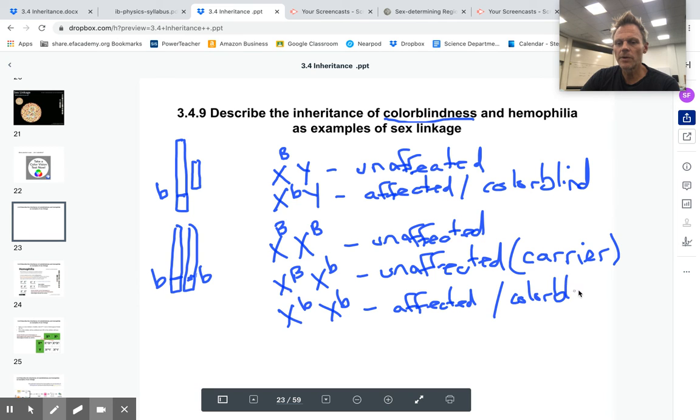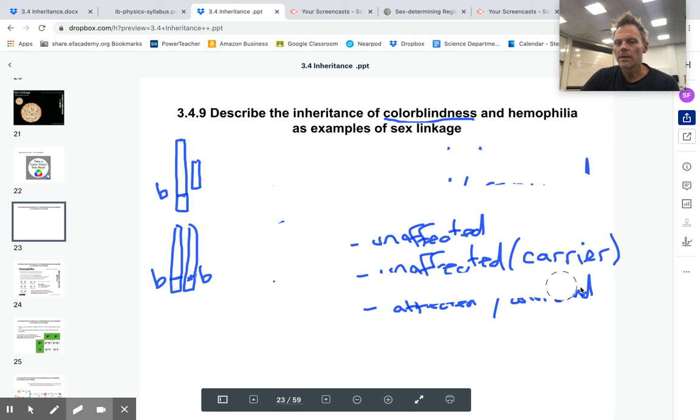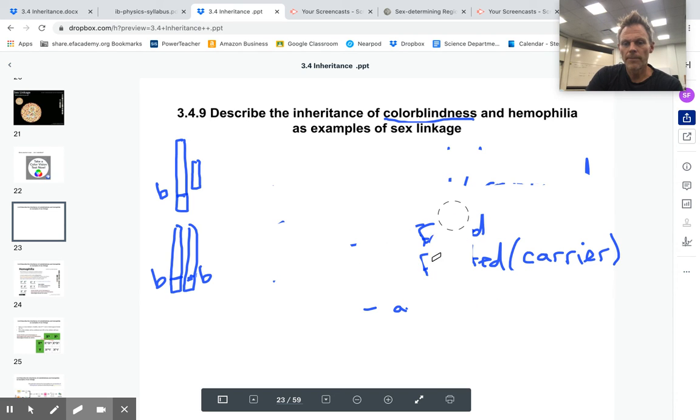So let's do a cross real quick. So I'm going to erase all of this. I need a bigger eraser. And let's cross a heterozygous female with an unaffected male. So that'll be our test cross. This is taking longer than I thought it would. Okay.